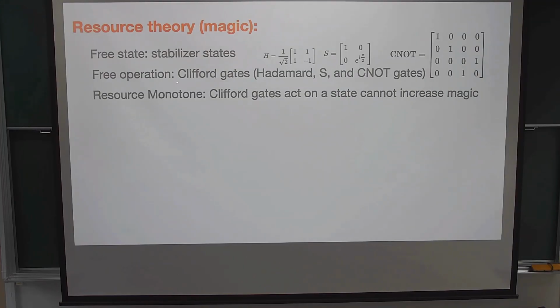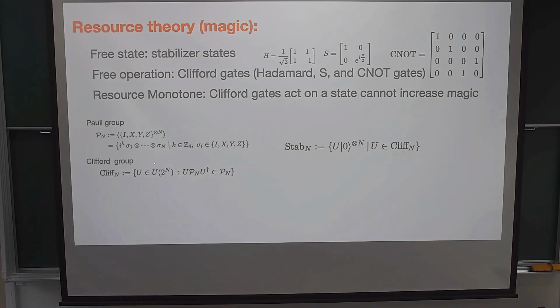The Clifford gates I am defining here are very familiar ones for most of you, I guess. For example, the Hadamard gate, the phase gate, and the CNOT gate. And then we want this to fit the resource theory. We want a quantity that is a resource monotone, meaning that if I have a state and apply these Clifford operations, it cannot increase this non-stabilizerness. And there's a more mathematical structure. You can write it down.